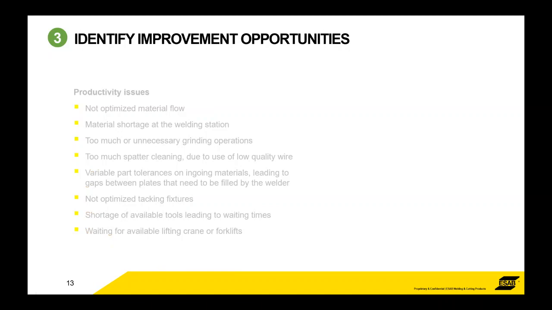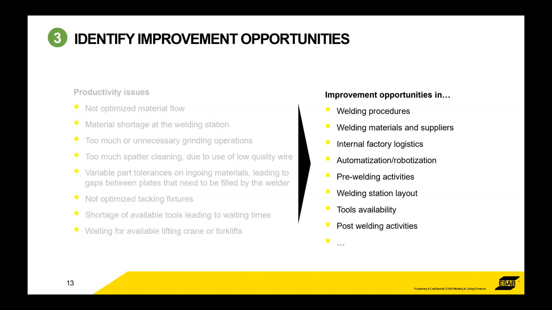And then, of course, utilizing this to identify improvement opportunities, and that could be improvements in welding procedures that you have, or switching welding process to something else. Then looking at materials such as welding materials, and if you're using wire that is of low quality or something like that.